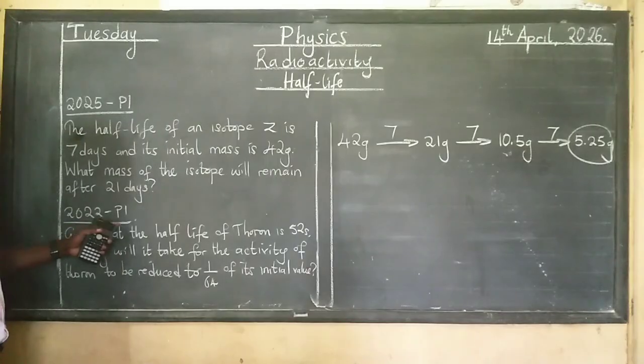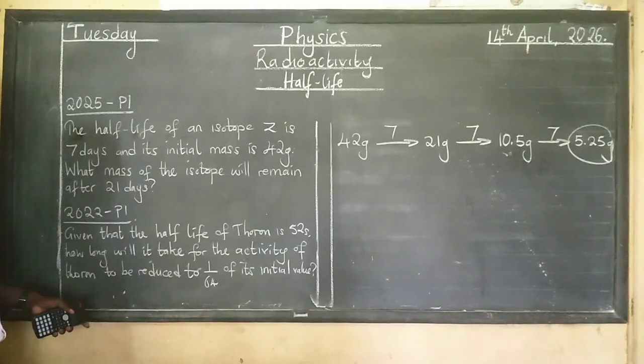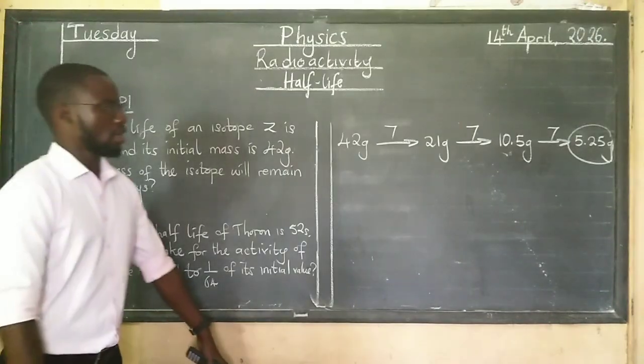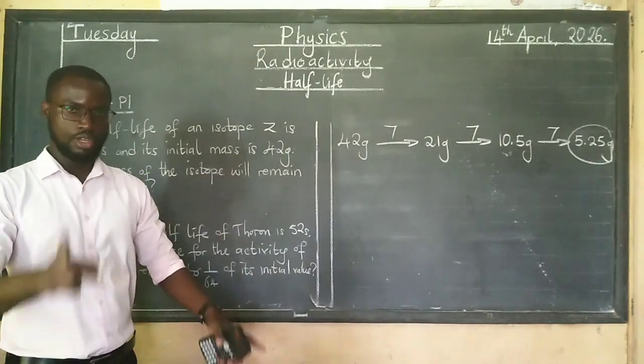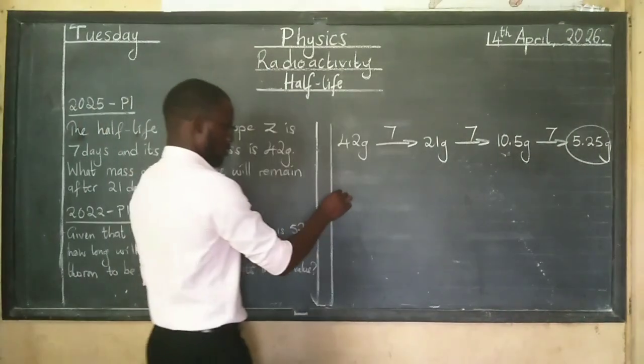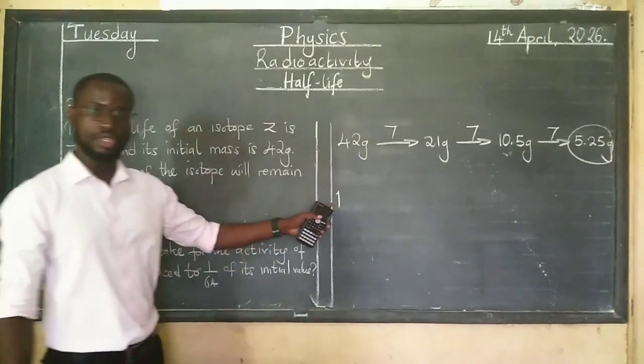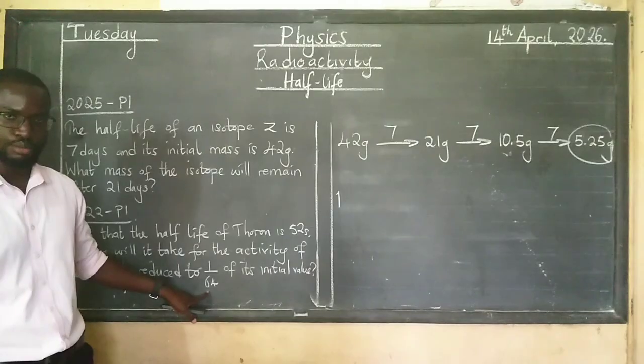Then 2022 paper 1. Given that the half-life of thoron is 52 seconds, how long will it take for the activity of thoron to be reduced to 1/64 of its initial value? So here we are talking about fractions. When you have a fraction like this, the whole is 1. So now we have to keep reducing this until we reach this point.